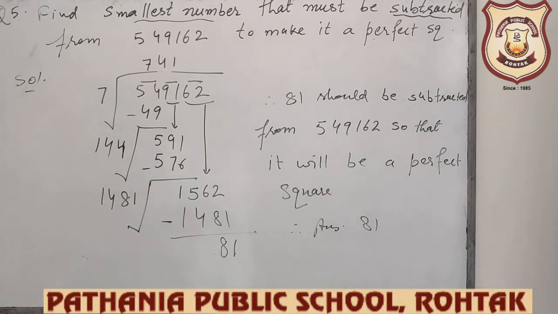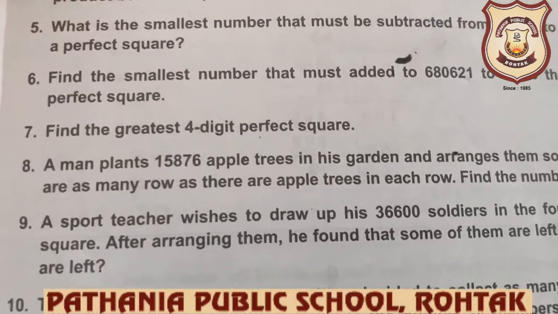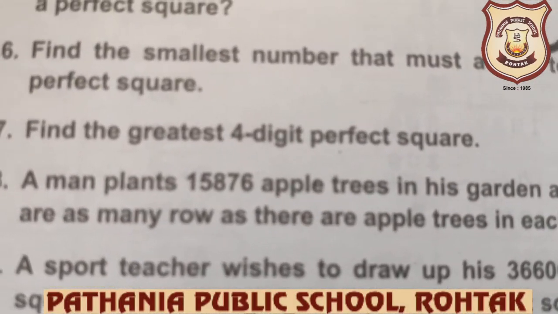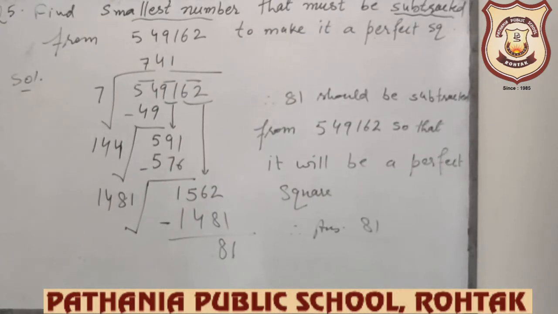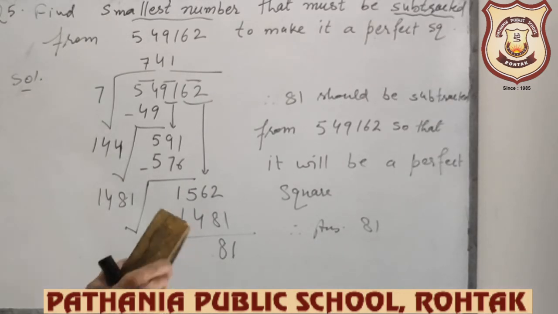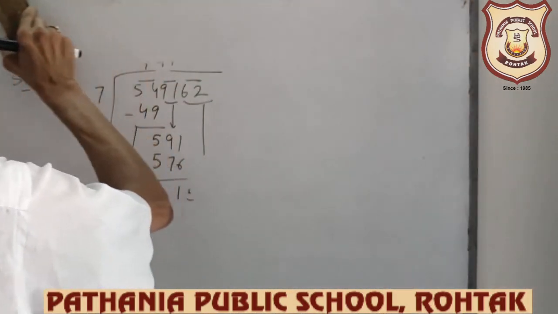Question number 7 is also the same thing. 6 we have already done, what should be added to this, and the 7th question is this, find the greatest 4-digit perfect square. So let's do that also. What is the greatest 4-digit perfect square? So what is the greatest number of 4 digits, can you tell me what is the greatest number of 4 digits?